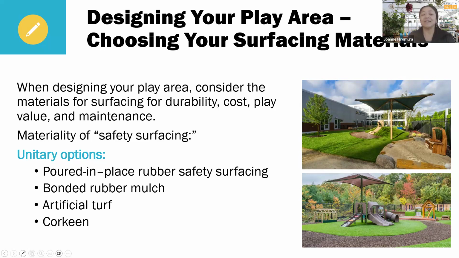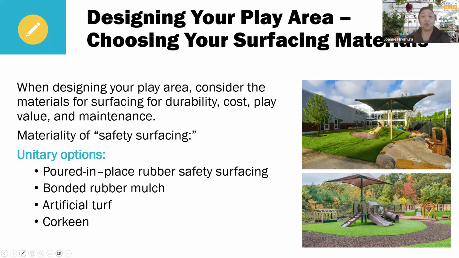I think the thing you'll find that degrades them the most is probably direct sun. The first three, the poured rubber, the bonded rubber mulch, and the artificial turf, also being man-made materials and rubber or plastic, do absorb heat. So it can get hot. The poured rubber, if you choose a lighter color, will absorb less heat.